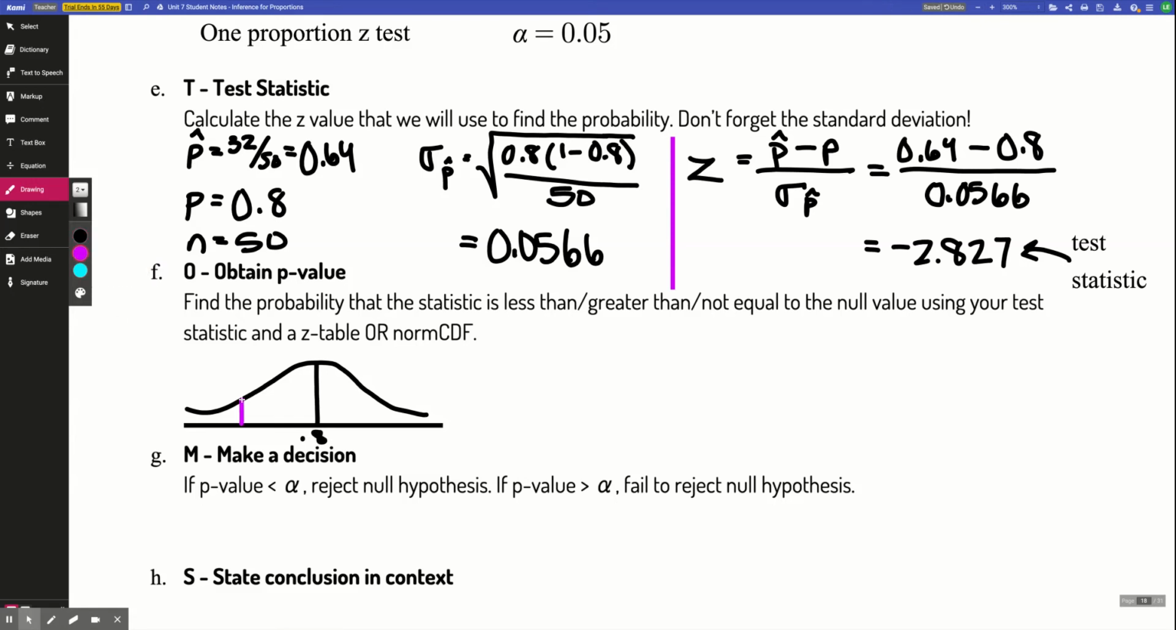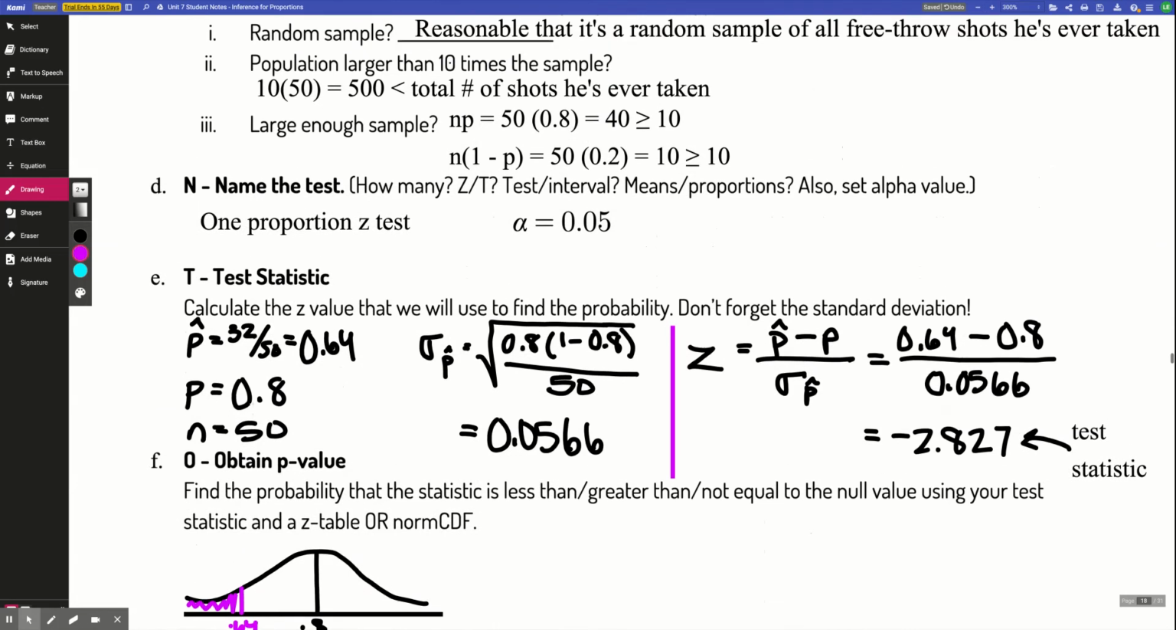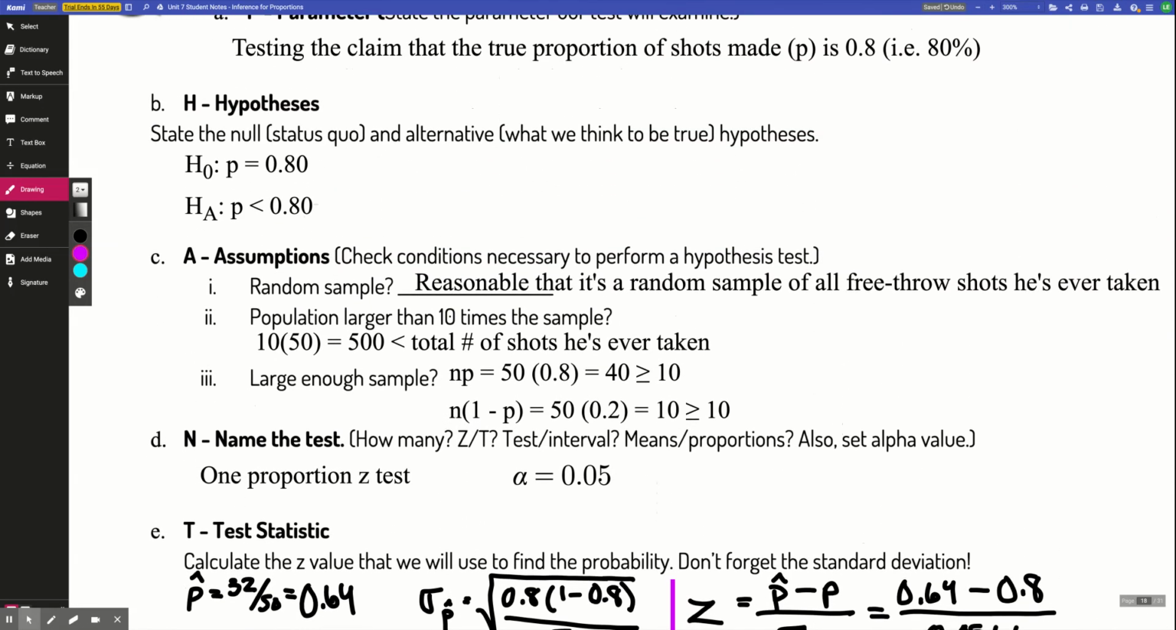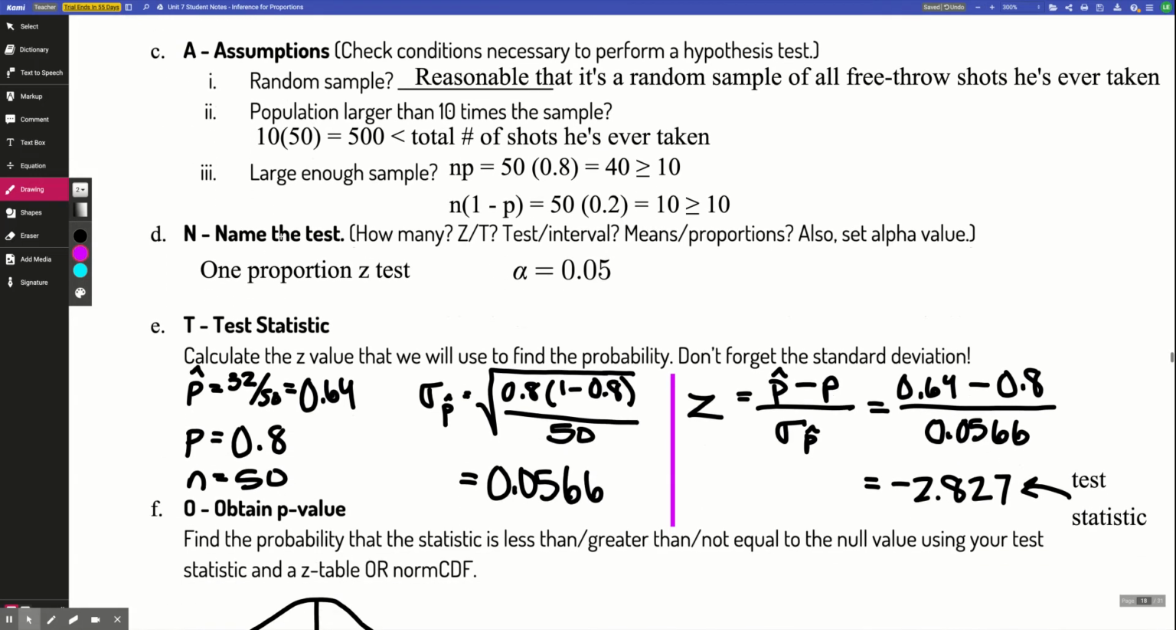Just so that you know which direction you're looking when you do this on the Z table or you use your calculator. But notice that you're shading here to the left, right? And that correlates directly with your alternative hypothesis, right?